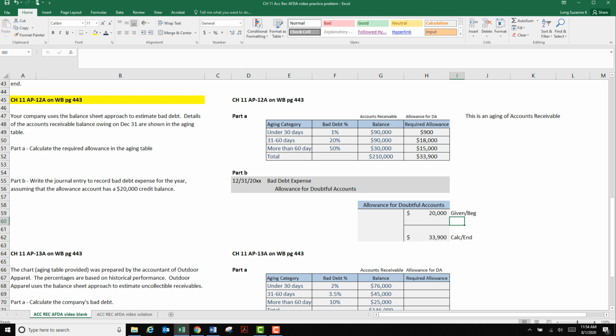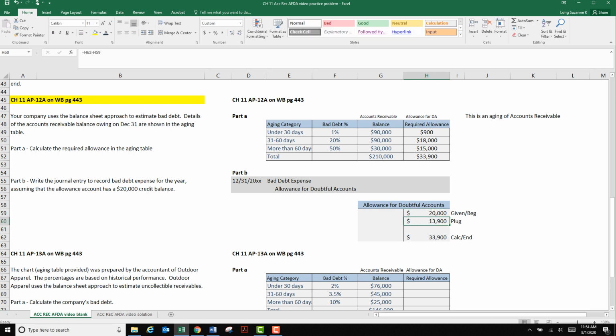We have to figure this out. I call this a plug. A plug means we got this one, and we're going to plug this one in. We're going to solve for the unknown. So we got 20 credit plus some other credit equals this bigger credit. So we need to subtract. We need to find the difference between those two. And then look at it.